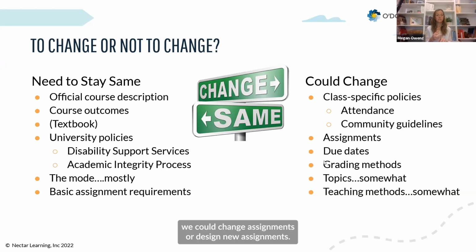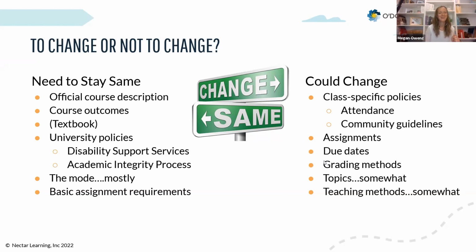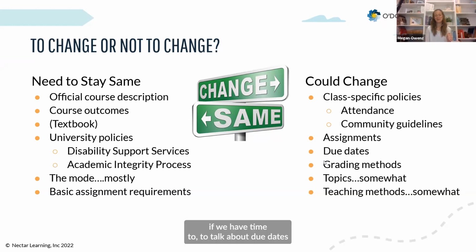We could change assignments or design new assignments. We could change how we thought of due dates, and students came up with some really interesting ways. If we have time, we can talk about due dates and how they wanted those managed. The grading methods, right? So how they were graded. And then the topics, so what we might emphasize within that course description, what we might spend more time on, we could shift those things a bit. And then the teaching methods somewhat, right?